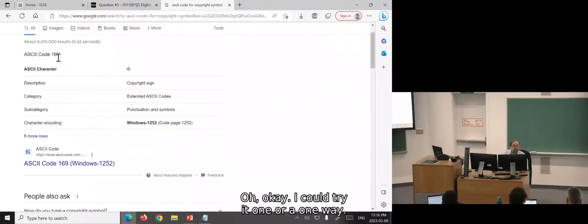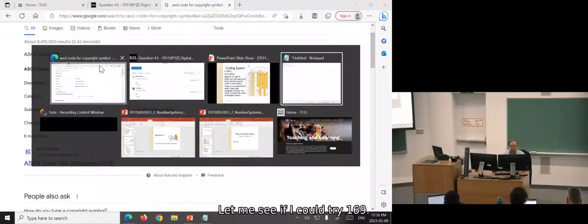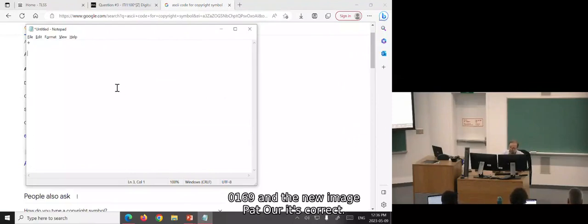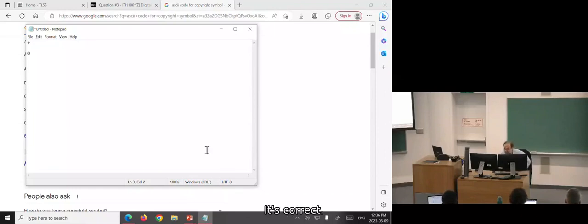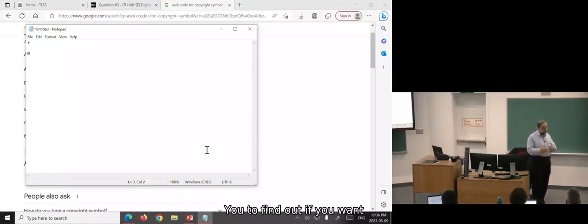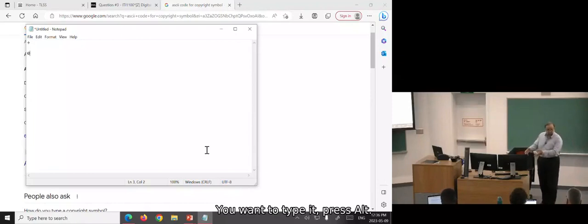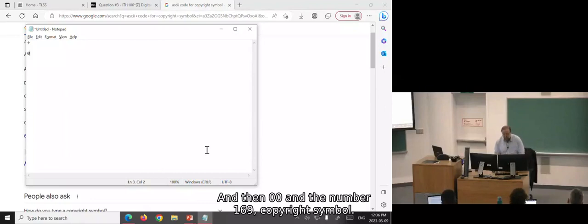Oh, okay. Let me see if I could try it. 169. I press Alt and then 0169 on the numeric pad. Oh, it's correct. To find out the ASCII code of something that you don't have on your keyboard, press Alt and then 0 and the number 169. It's the copyright symbol, so it's correct.